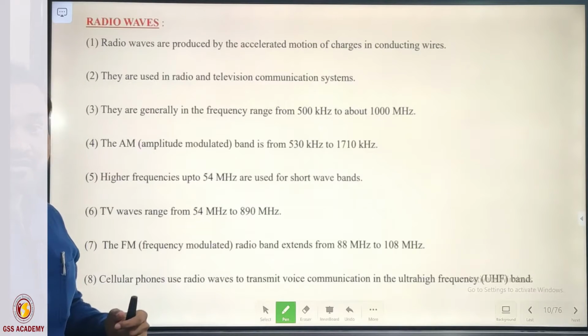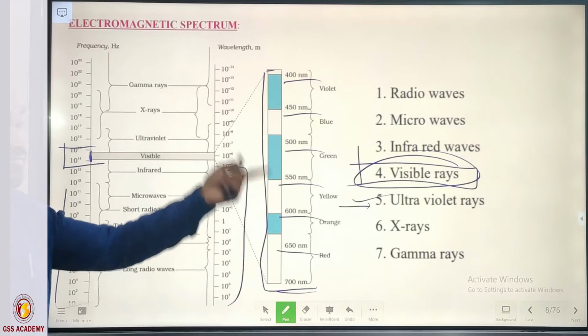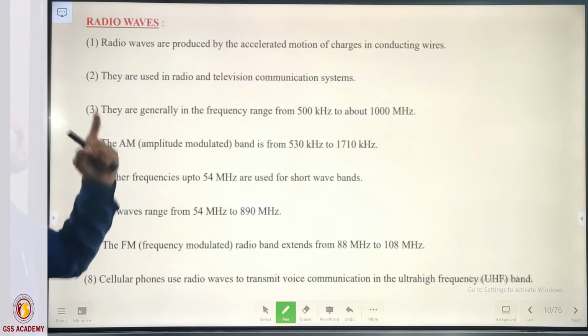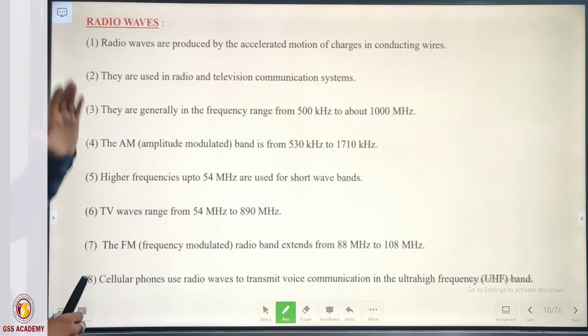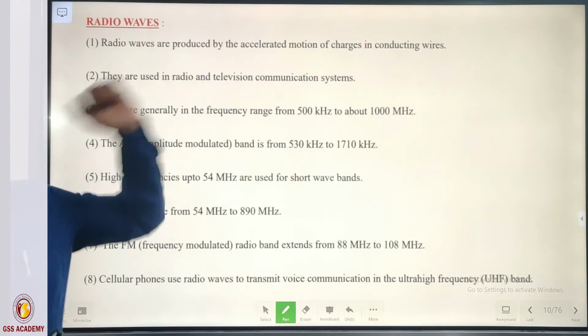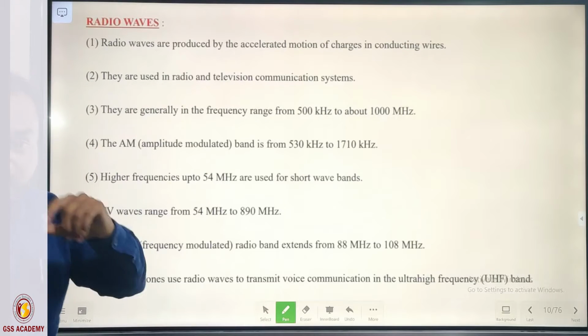Next we'll describe radio waves, microwaves, then infrared, visible, ultraviolet, X-ray and gamma ray. We will describe the properties one by one. So what are radio waves? Radio waves are produced by the accelerated motion of charge in conducting wires. They are used in radio and television communication.